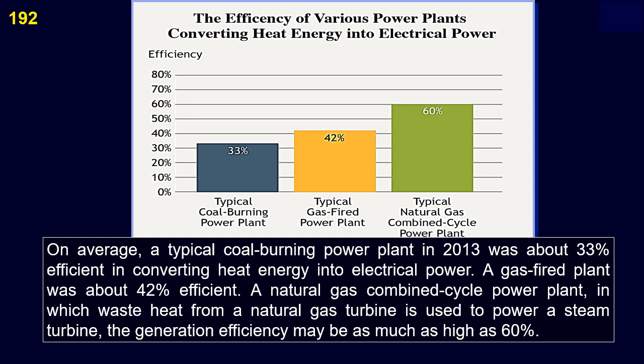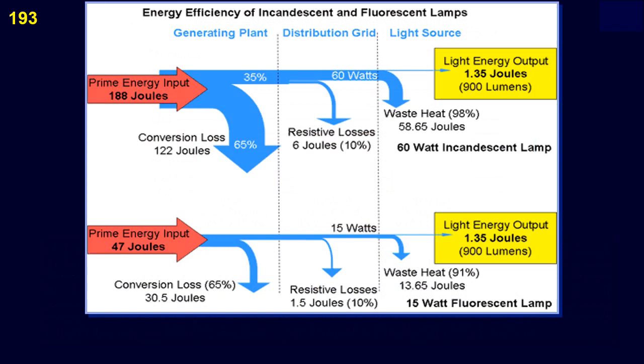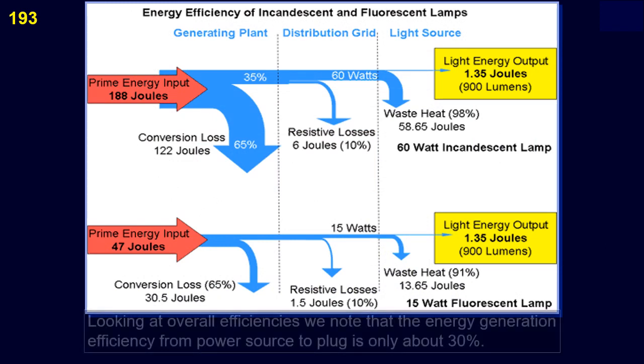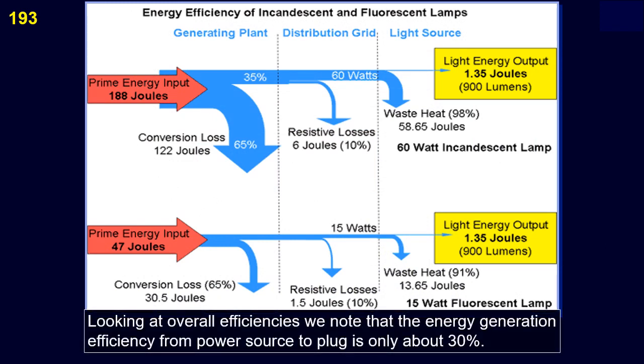A natural gas combined cycle power plant, in which waste heat from a natural gas turbine is used to power a steam turbine, may have a generation efficiency as high as 60%. Looking at overall efficiencies, we note that the energy generation efficiency from power source to plug is only about 30%.